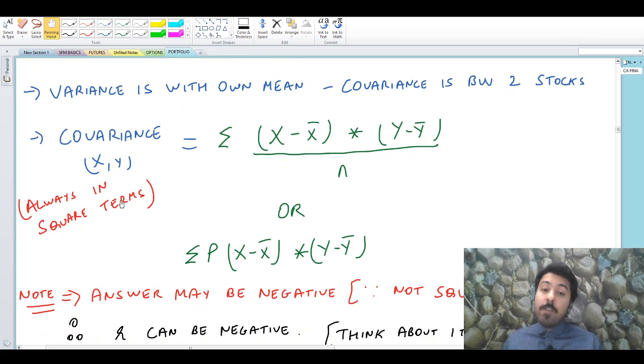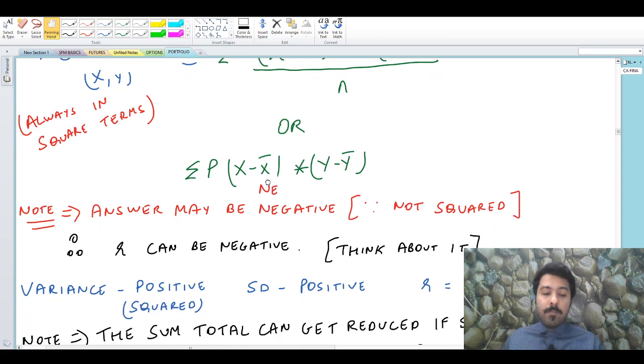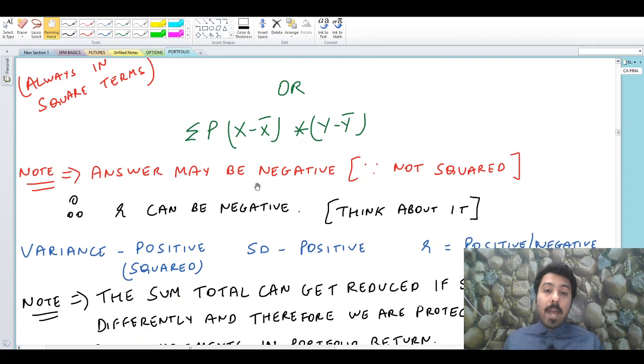Covariance will always be in square terms, obviously. See, this is a percentage, this is a percentage, percentage into percentage will be percentage square, right? And in case of probability based data, we'll have the same thing. We had sum total of p into x minus x bar, the whole square, and here we have p into x minus x bar into y minus y bar, and sum total of that, right? And the answer here can be negative. Why? Since we aren't squaring it.